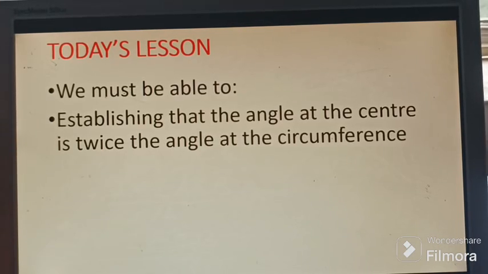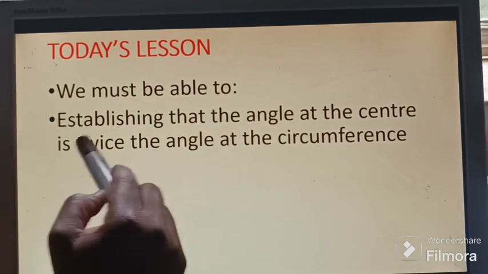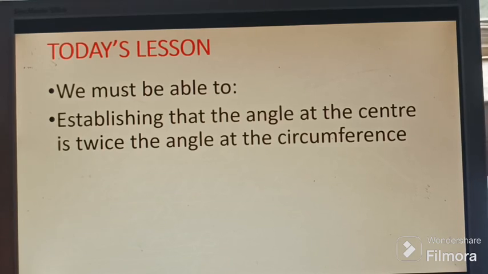So this is the end of today's lesson. Remember, by the end of this lesson, you must be able to establish that the angle at the center is twice the angle at the circumference. We have seen how mathematically this relationship between these two angles works. Next time we meet, we're going to show the proof behind this relationship.